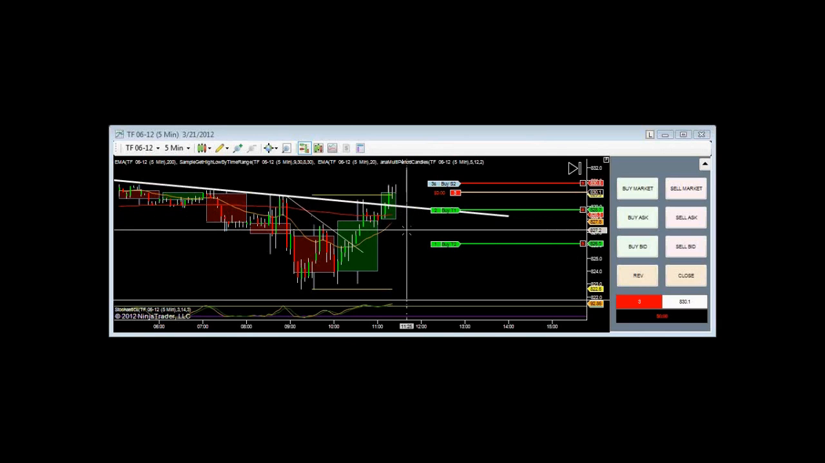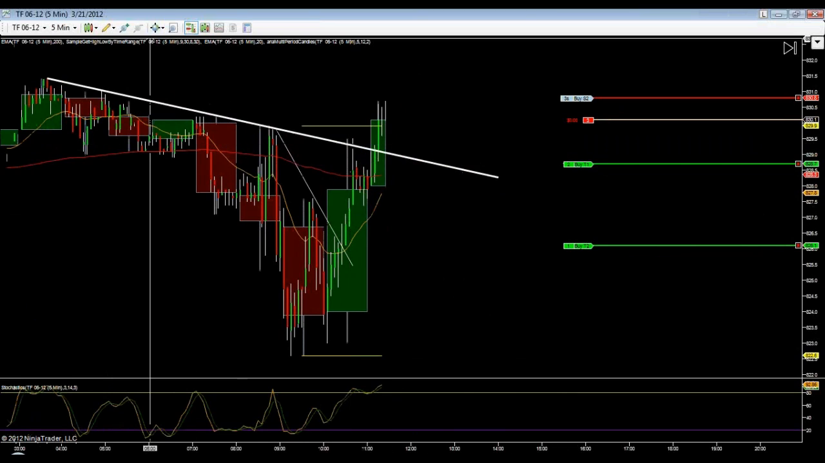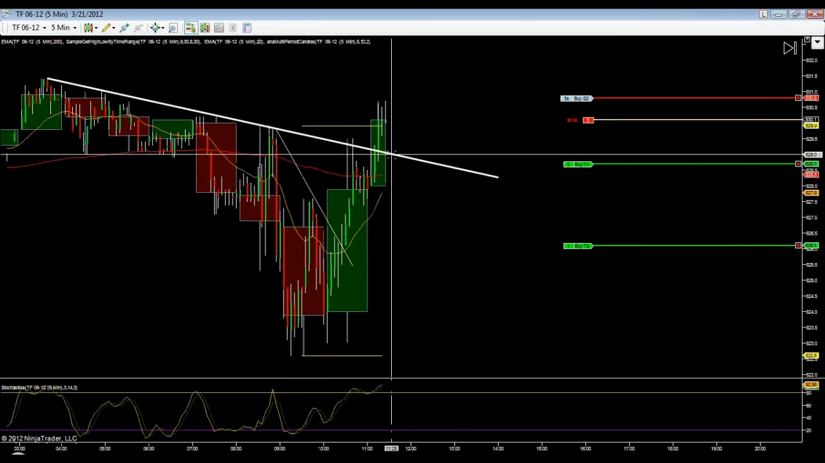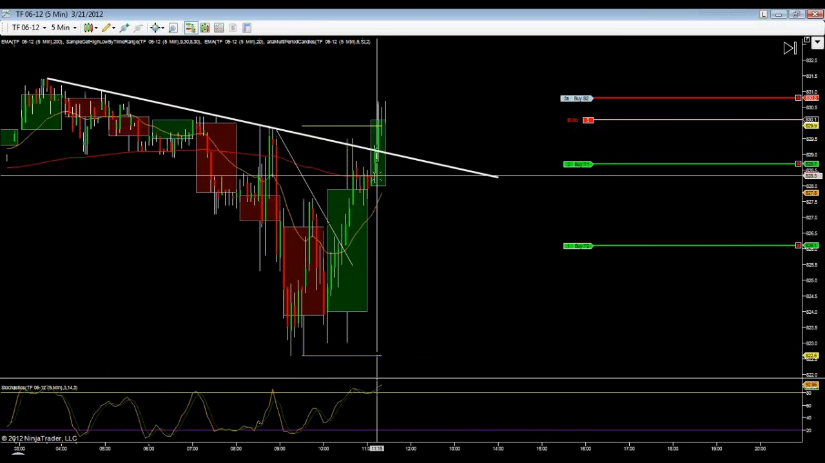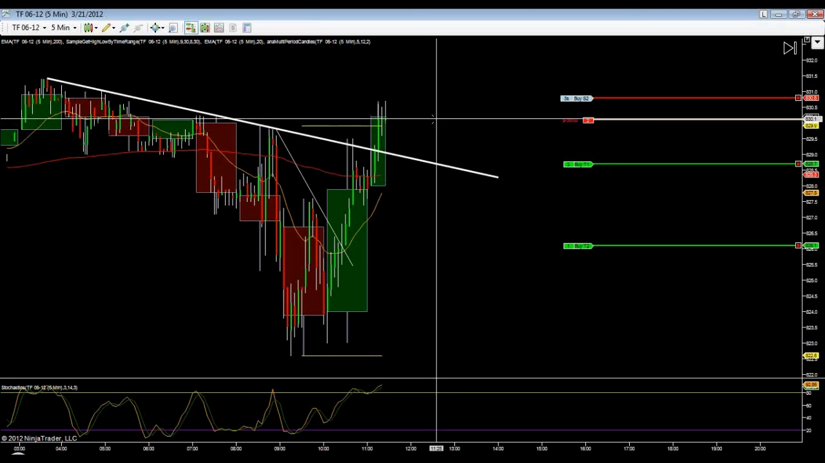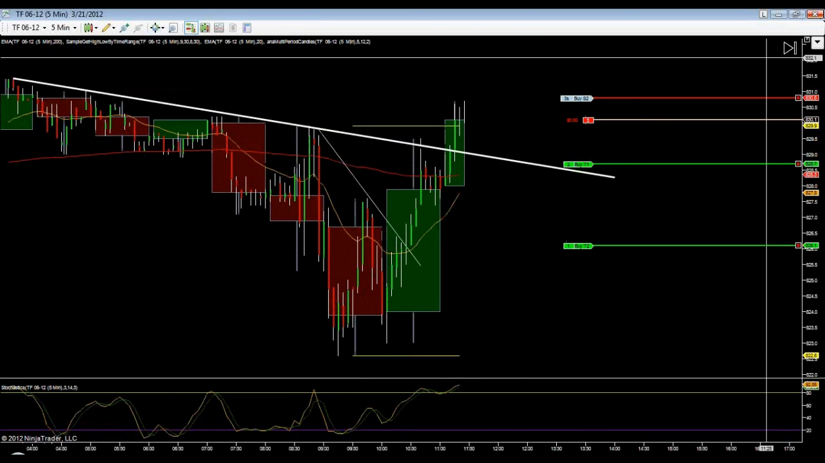I want to see if we can get a pullback to the upper trend line, and see if we get a little bit of a flush through and come into this 200 period moving average. We'll see what happens here.